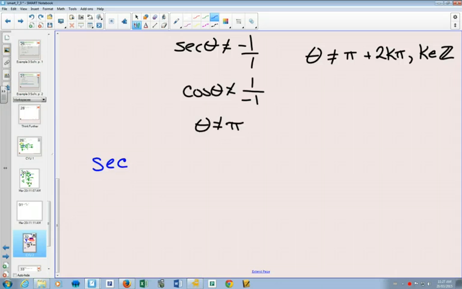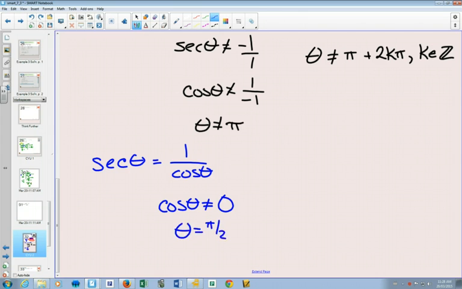Another thing in this question, you know that secant is 1 over cos. So that would be another place that you're dividing. So that also tells us that cos theta can't equal 0. So where is cos theta equal to 0? At pi over 2 and 3 pi over 2. So you could write both of those ones plus 2k pi as well. Yes.